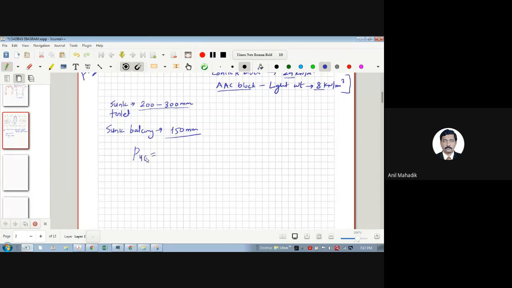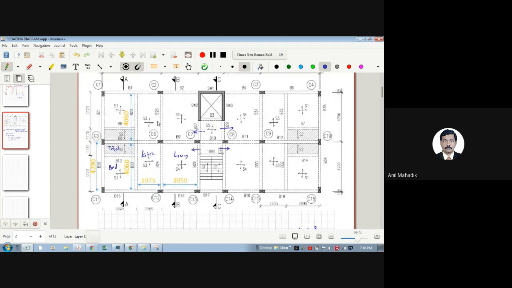Pu is nothing but 0.4 fck Ac plus 0.67 fy Asc. This is the permissible stress in steel, and this is in concrete. So this is your concrete capacity and this is your steel capacity. The total capacity is this much. So you can calculate the loads approximately, as I discussed last time, using this. We have already discussed the column loadings. Now we will discuss the beam and slab loads.